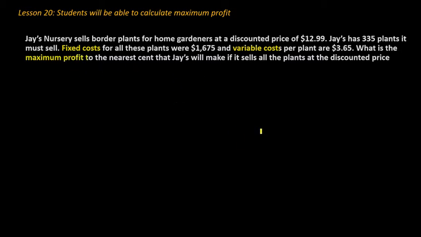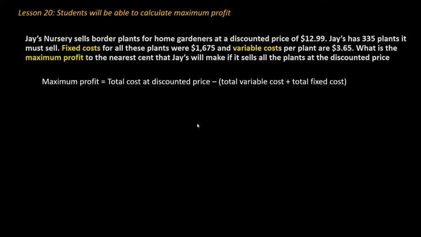And it turns out that if you do hunt through your equation reference sheet, you'll find this equation. Maximum profit, which is our goal, equals total cost at discounted price minus total variable cost plus total fixed cost. I've adapted this equation slightly. I changed it to total cost at discounted price because in this case they're mentioning a discounted price, but you could plug in whatever selling price they gave you.